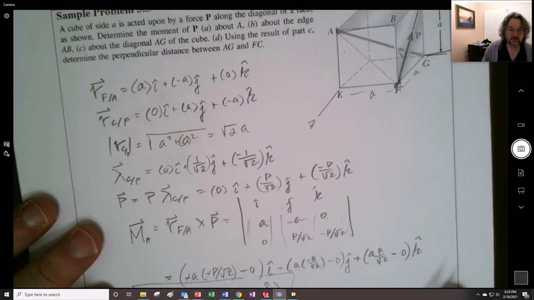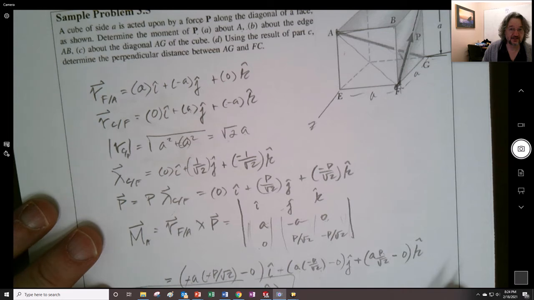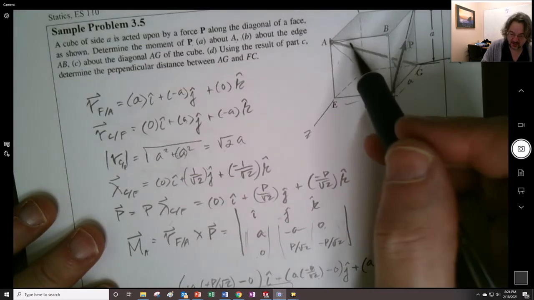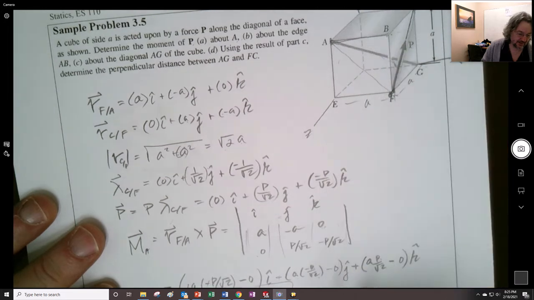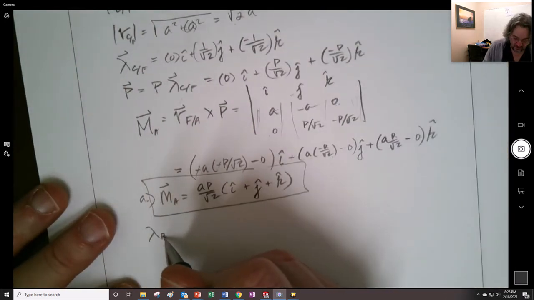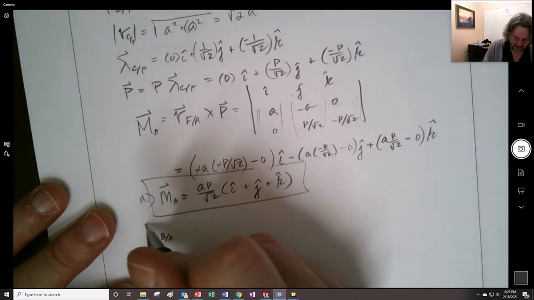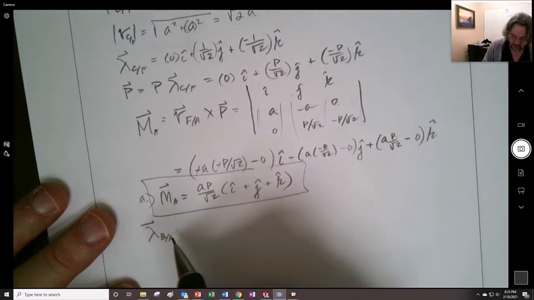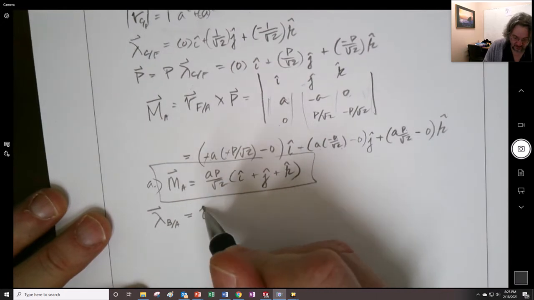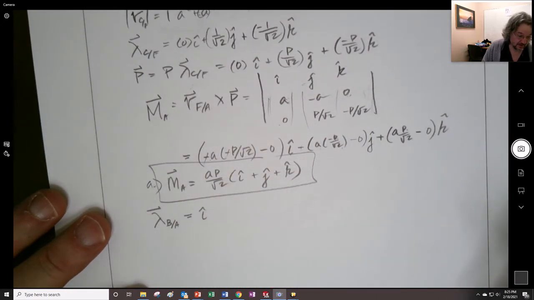The next thing they told us to do was to go about the edge AB, right? So the edge AB is entirely in the I direction. So what we would find, the lambda of AB, or B with respect to A, I should say, is going to be equal to just I right there.